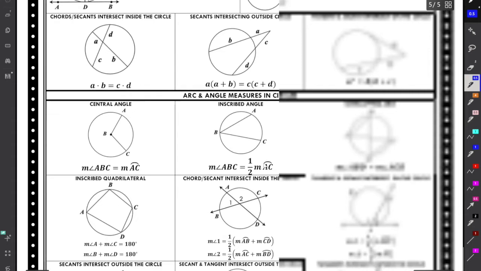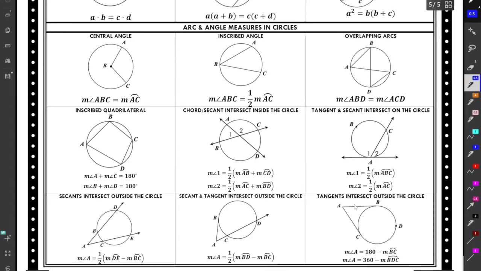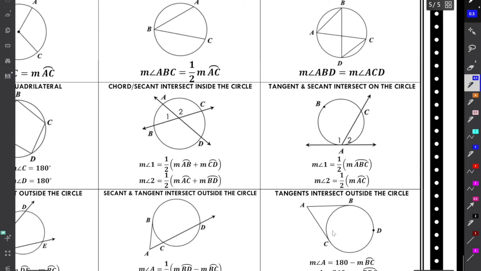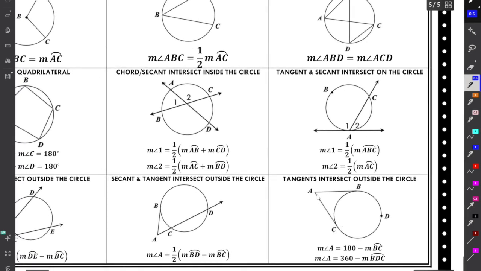So we go down to arc and angle measures: two tangents intersect outside the circle. So two tangents right here. To find the measure of our angle on the outside, it's just 180 minus this arc right here. It's supplementary to this arc. This shouldn't be 360 minus measure of arc PDC. Gosh, this should be measure of arc BDC minus 180. That's what it should be. Excuse me.